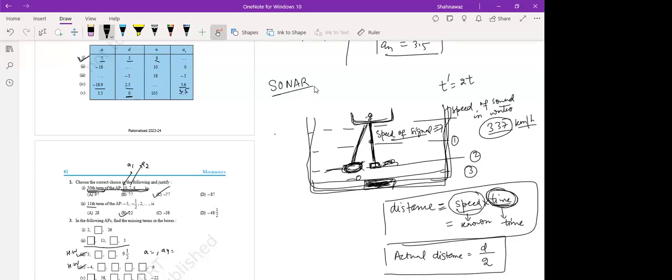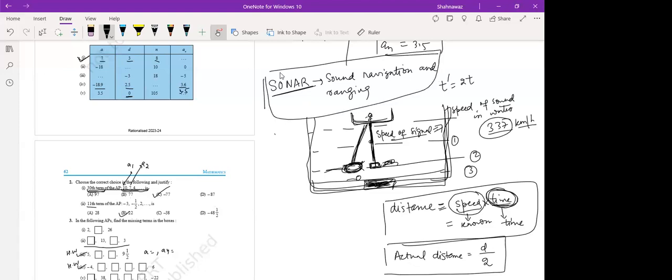So this is called sound navigation and ranging. So you have heard this, right? Have you heard about this sonar? Yes, sir. Yeah, so I was talking about that.